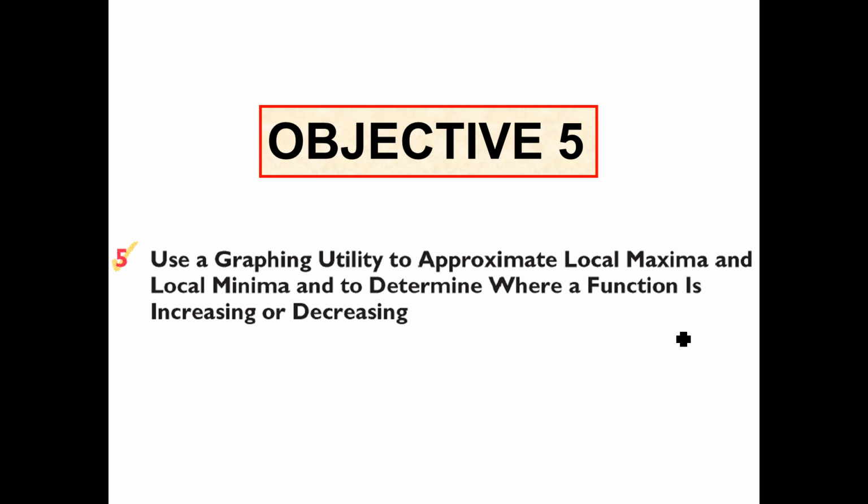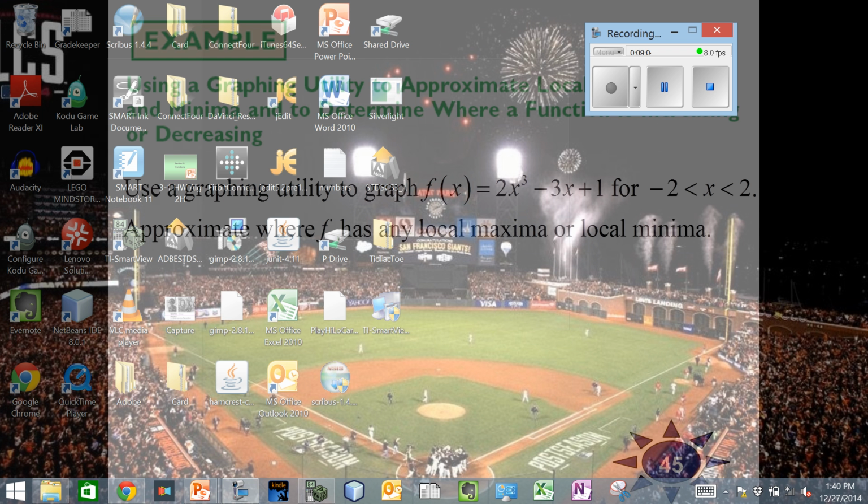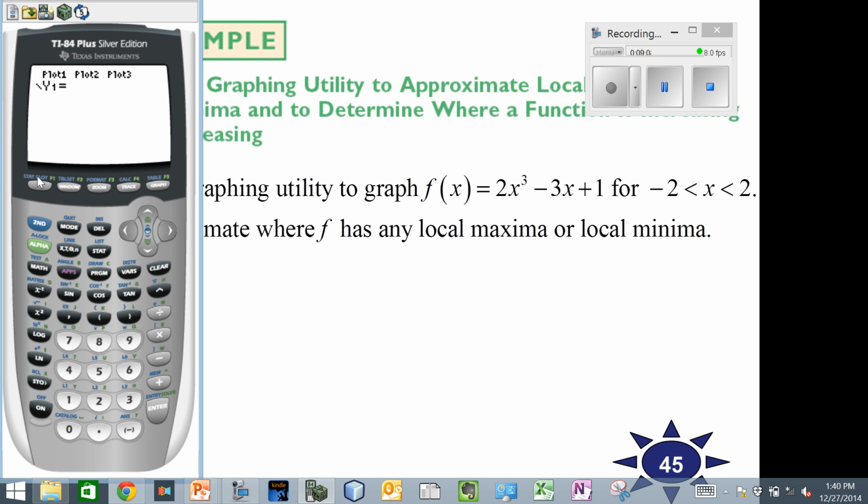Okay, so let's use a graphing utility now to approximate the local maxima and minima and to see when we're increasing and decreasing. So here's our function. I'm going to go over to our graphing calculator. And plug this in. So y equals 2x cubed minus 3x plus 1.